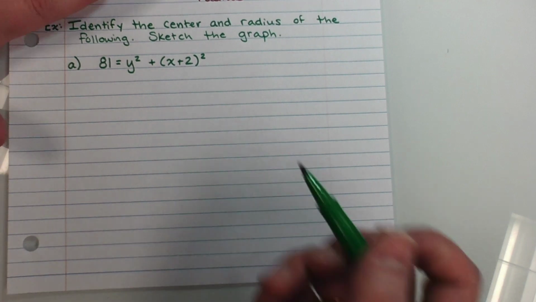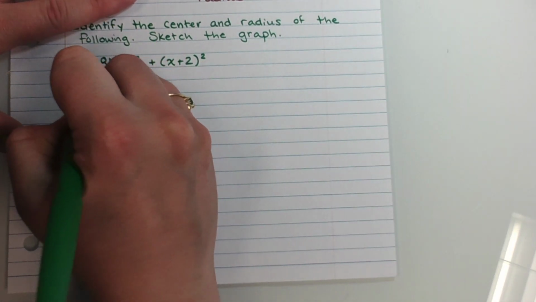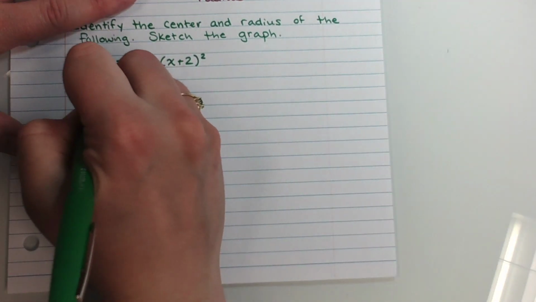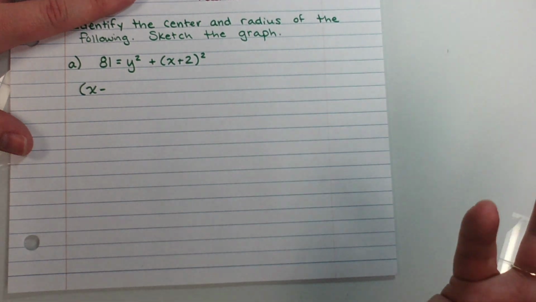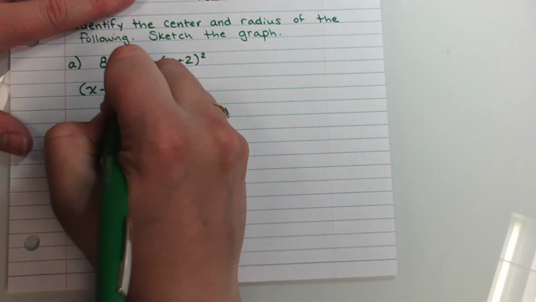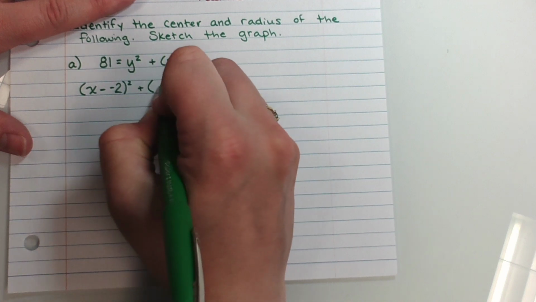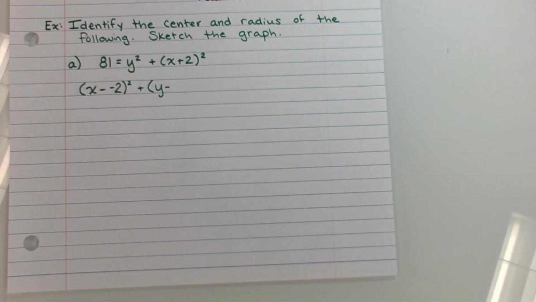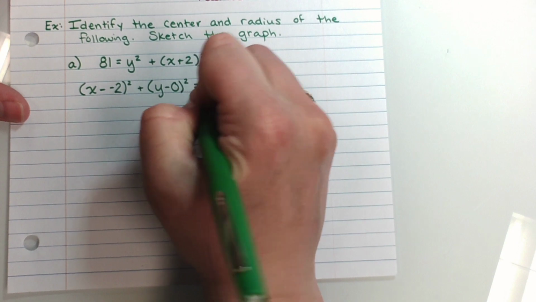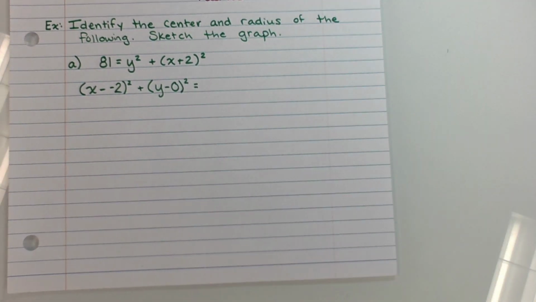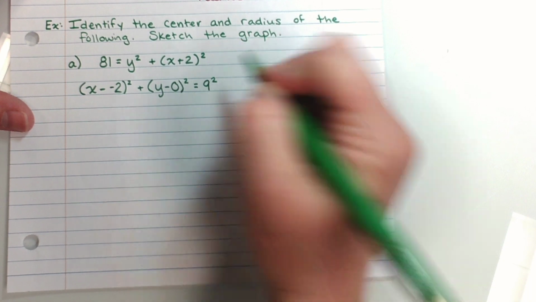If I had this in traditional standard form, I'd have my x's first, and it would be x minus what? x plus 2 is x minus negative 2 quantity squared plus y minus what? 0. If you can't see y minus something, it's 0 that got subtracted. Squared equal to 81, but that's r squared, and r therefore is 9 getting squared.